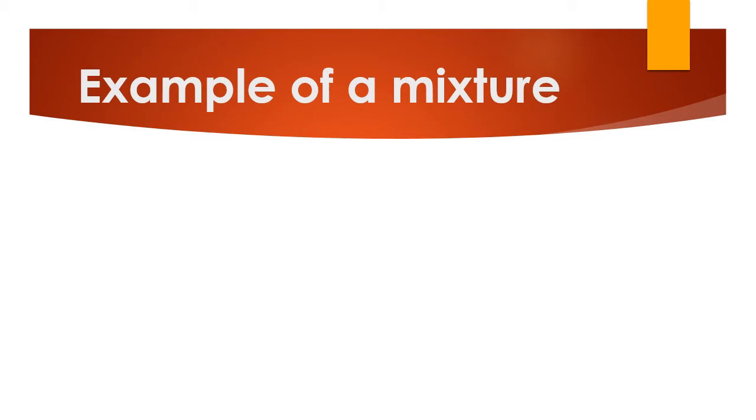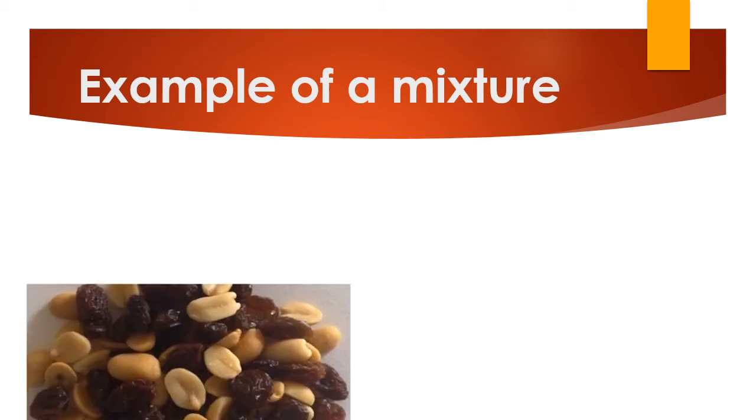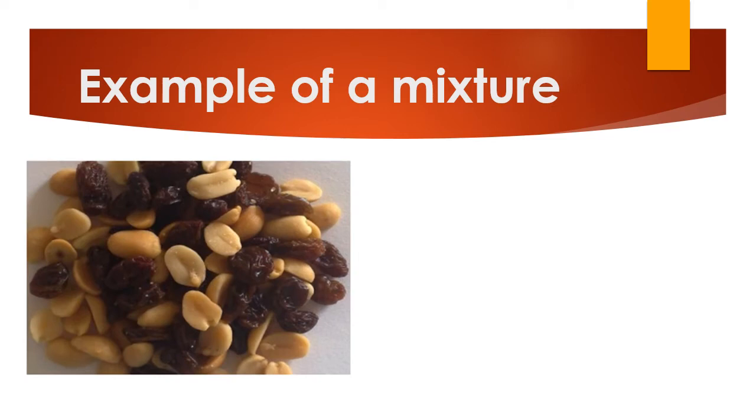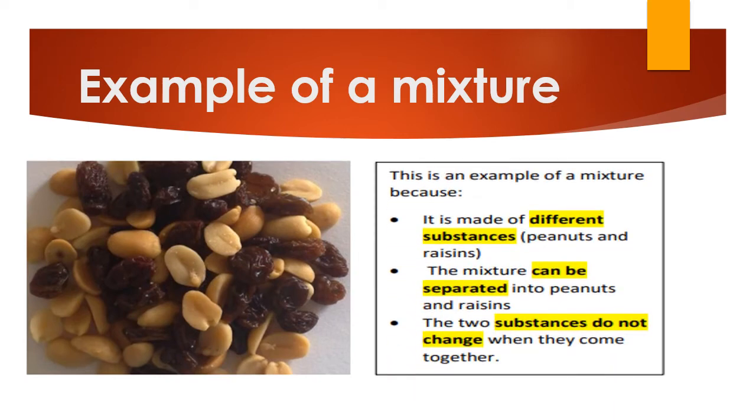We are going to look at examples of mixtures. This is an example of a mixture because it is made of different substances. That is your peanuts and the raisins. The mixture can be separated into peanuts and raisins, which are the two components making the mixture. And the two substances do not change when they are mixed together.